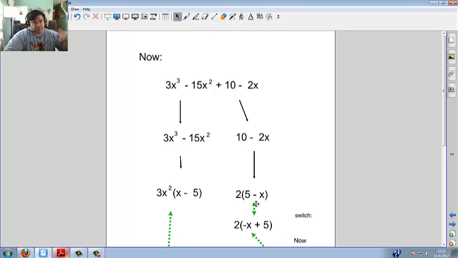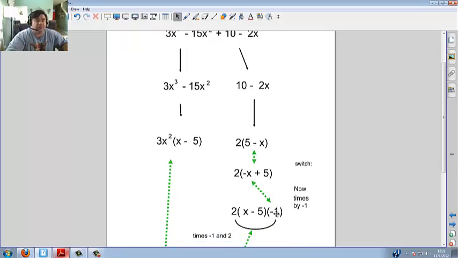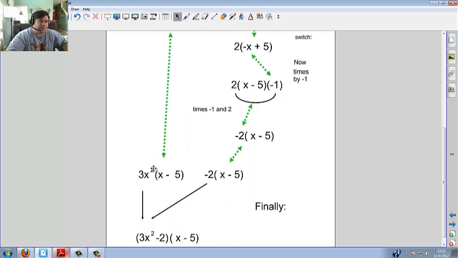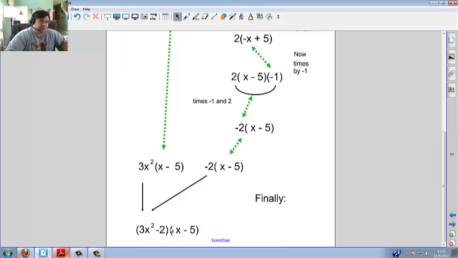I'll simply flip, but if you flip, this negative x still remains negative x, and this positive 5 still remains a positive 5, so I flip, but the signs go with. Now notice how I have negative x plus 5. Well, if I times by negative 1, this becomes x minus 5. Negative x becomes positive x, positive 5 becomes negative 5, and 2 times negative 1 becomes negative 2. So now I have 3x squared times x minus 5, and negative 2 times x minus 5. Therefore, 3x squared minus 2 is being multiplied by x minus 5.